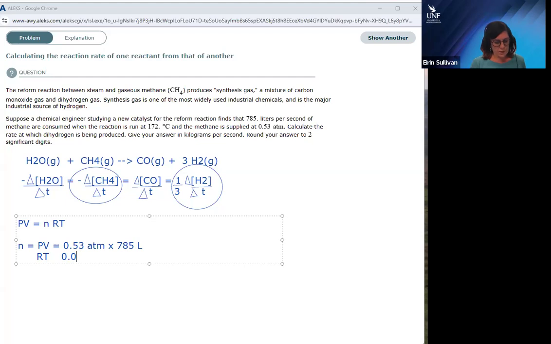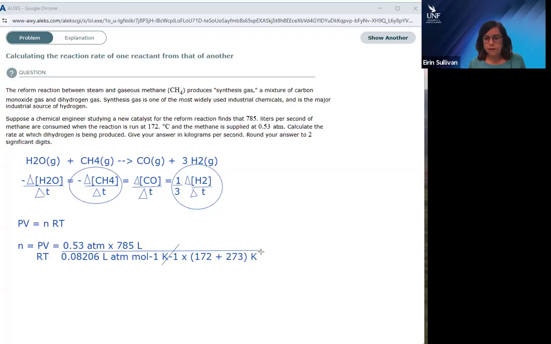R will be the gas constant in units of litre atmospheres per mole per Kelvin. That's 0.08206 litre atmospheres per mole per Kelvin. And then my temperature in Kelvin, well, I've been given it in Celsius, so 172 plus 273.15 will give me my temperature in Kelvin. So let's just check the units here. I should get moles at the end, so Kelvin will be cancelling, liters will be cancelling, atmospheres will be cancelling, and 1 over moles is going to give me my number of moles. Tapping in my calculator, I get 11.39 moles of methane.